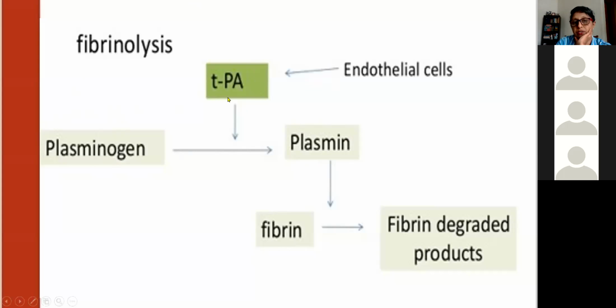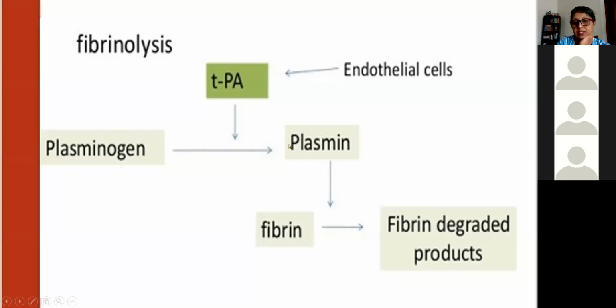And there is a factor called tissue plasminogen activator that is liberated or released from the endothelial cells at the site of injury or at the site of clot formation. This tissue plasminogen activator will convert plasminogen to plasmin. This plasmin is the one that will lyse the fibrin involved in clots, and it will be converted to fibrin degradation products.